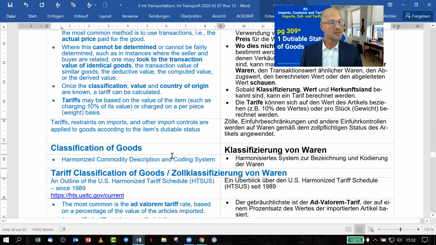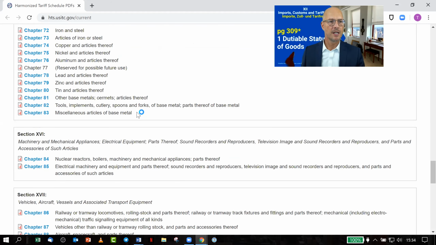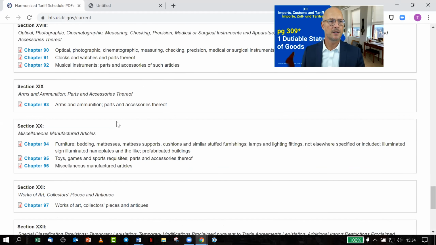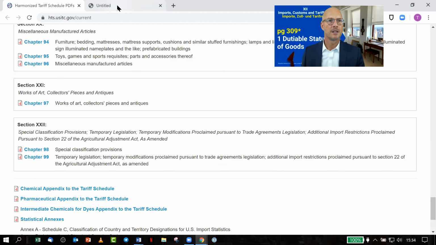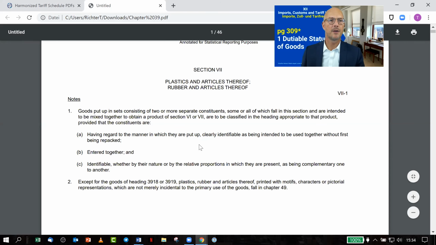And for example, products of the chemical and allied industries, plastic articles, of course. This will play a role later in one of our cases. So let's take a quick look inside. This is chapter number 39. There are lots of chapters and all different types of goods. Okay, and this is the section about plastics and articles thereof.